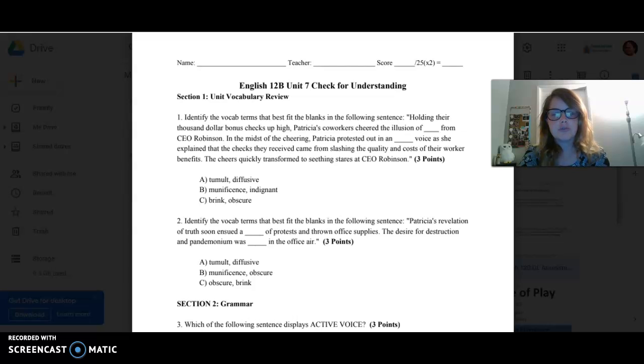This is English 12B, Unit 7, Check for Understanding, Alternative Assessment or Review, whatever you want to call it. Same sections, same thing as Units 1 through 6. So Unit 7, Check for Understanding.